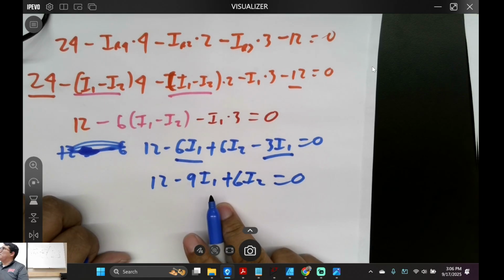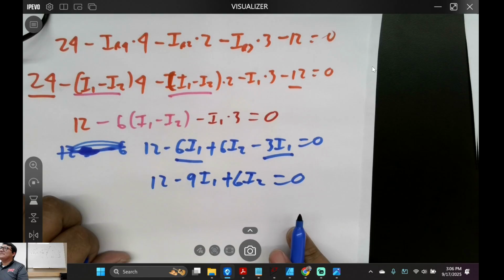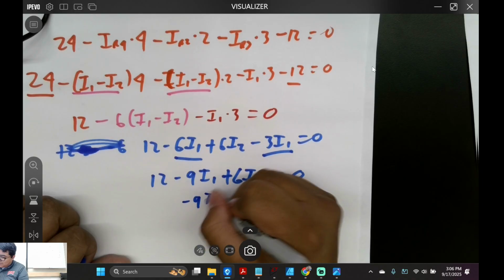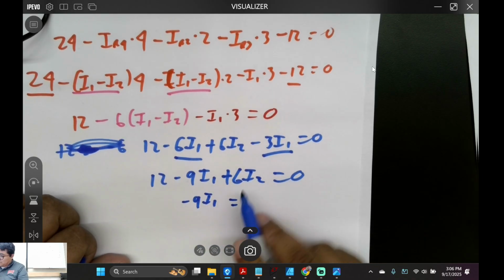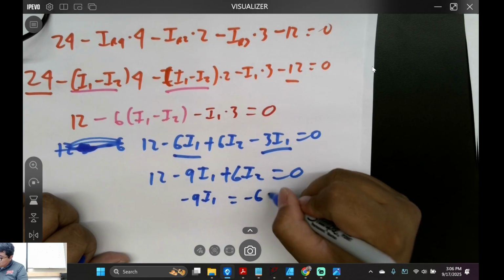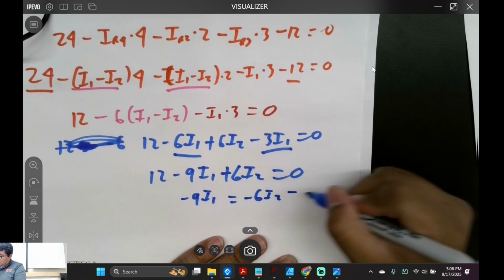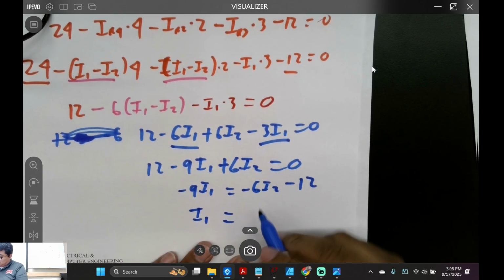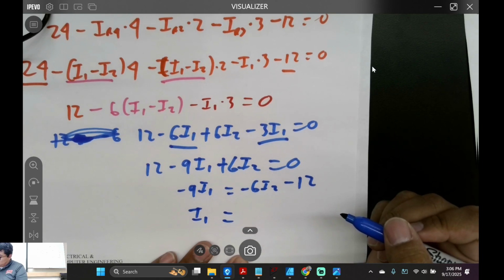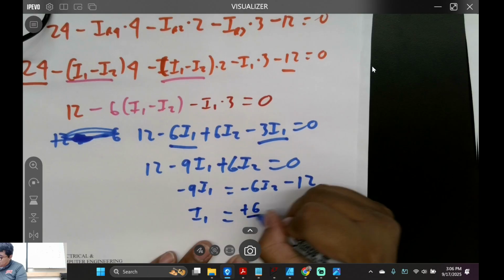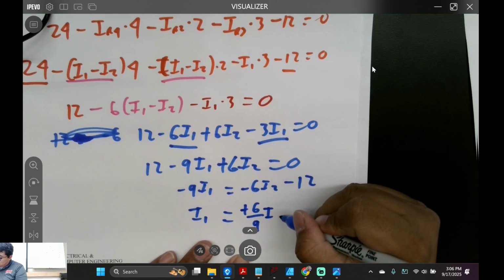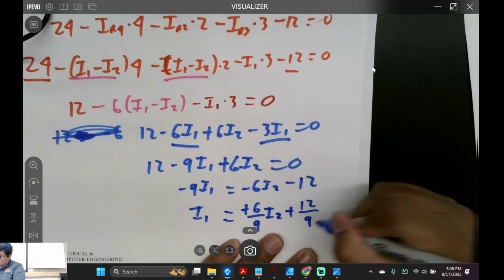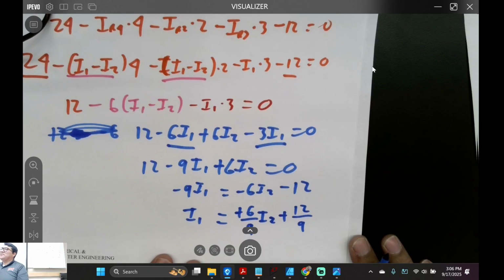Which one should we solve for? I1 or I2? I1, because it's the first one. So if I do the following, minus 9I1 is equal to minus 6I2 minus 12. Does anyone bother if I do the following? Plus 6, 9, I2 plus 12 over 9. Is that good numbers?